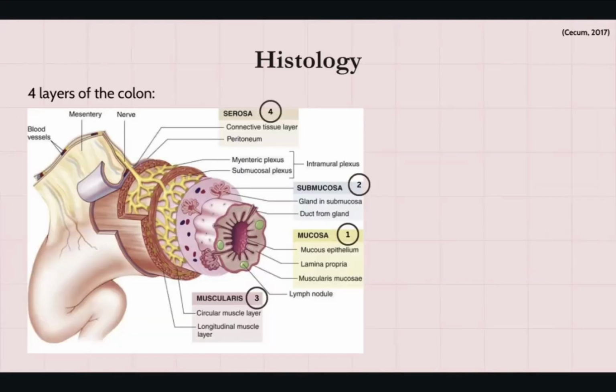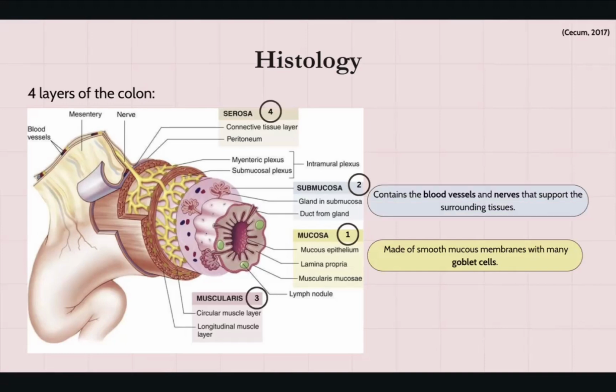Now moving on to the histology part. So as you can see from here, the colon consists of 4 distinctive tissue layers that work together to achieve the organ's function. The first layer is the mucosa, which is made of smooth mucous membranes with many goblet cells. The second layer is the submucosa, which contains the blood vessels and nerves that support the surrounding tissues.